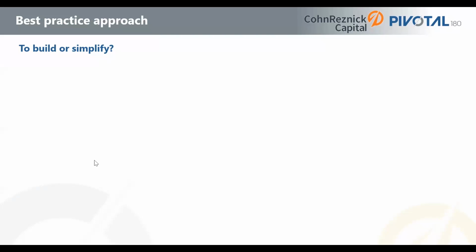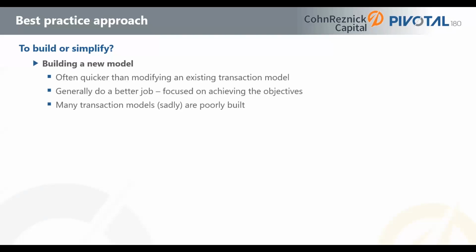Okay, so the question is, do you build or simplify the model? And there's two schools of thought here. So if you look at the advantages, I would say, in my experience, building a new model is almost always quicker. And I've learned this the hard way. I've been convinced, can you just use our model and modify it? And most of the time when I've done that, I've learned to regret it.